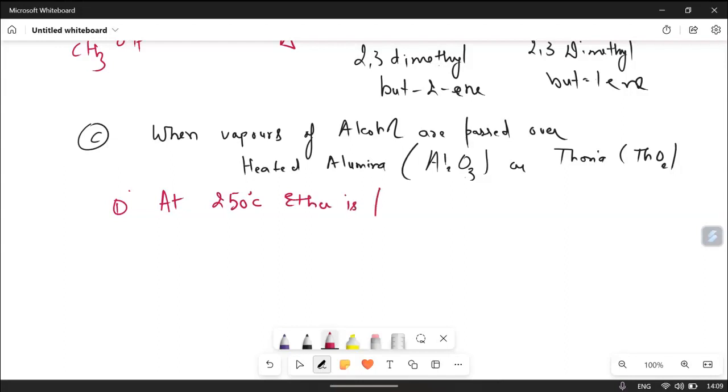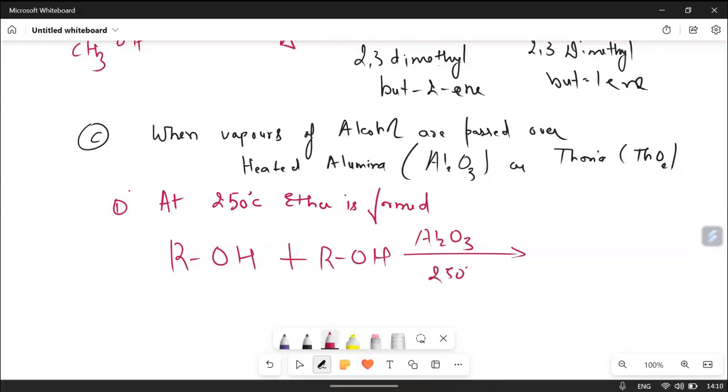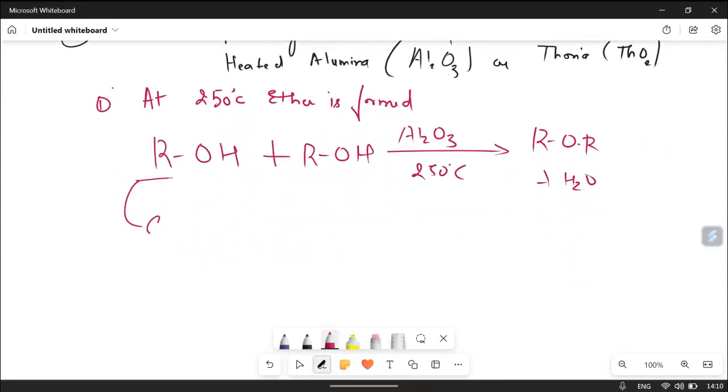In this reaction at 250 degrees Celsius, what will be formed? Ether. Suppose ROH is here, treated with ROH, two molecules of ROH in the presence of Al2O3, temperature 250 degrees Celsius. It will directly give ROR plus H2O. So R can be C2H5. Write down the example related to it. It will form C2H5OC2H5.